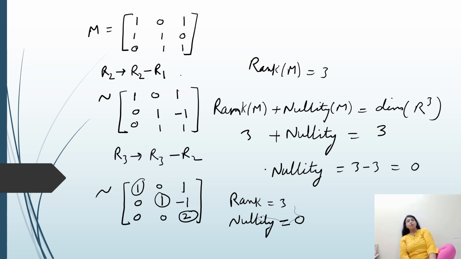Now we know the theorem: rank of M plus nullity of M is equal to the dimension of R³. Rank of M we have already evaluated, it comes out to be 3. Nullity we have to find, and the dimension of R³ is 3. So nullity is 3 minus 3, which is equal to 0. So rank is 3 and nullity is equal to 0. This is the right answer.